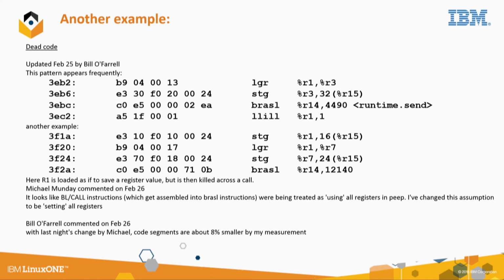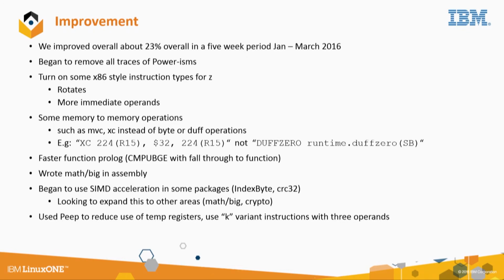Here's another one. This is an interesting one. I wondered why we were redundantly loading R1 before a function call, given that R1 was going to be killed, because all registers are killed across function calls. And Michael found out it's a bug, and when he fixed the bug, all of the code shrank by 8%, in one fell swoop, and it was amazing. So we improved about 23% in 5 weeks' time or so.